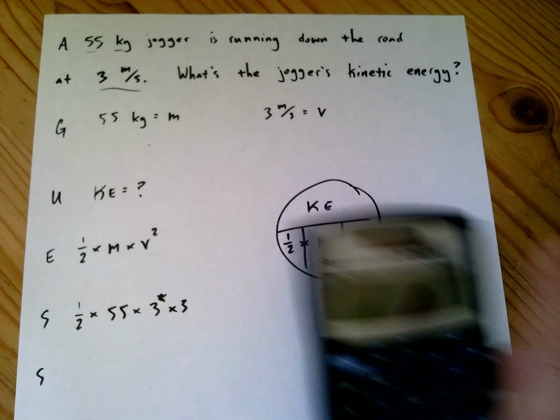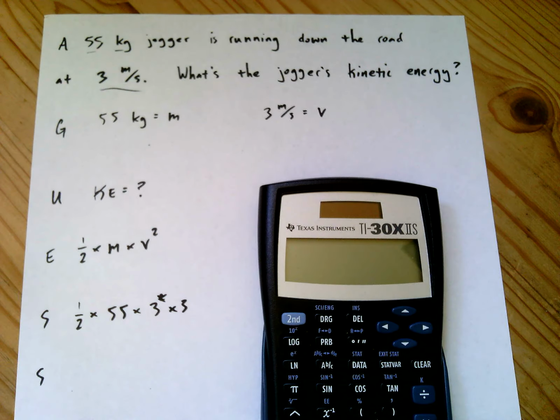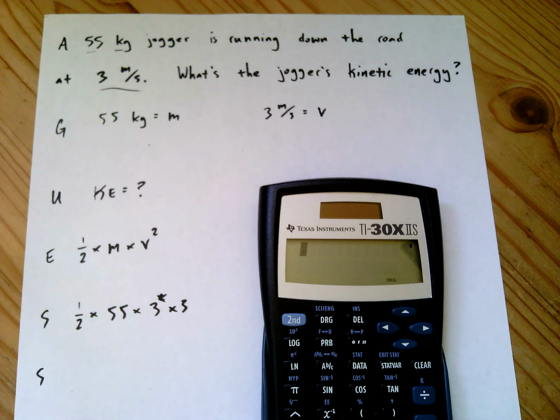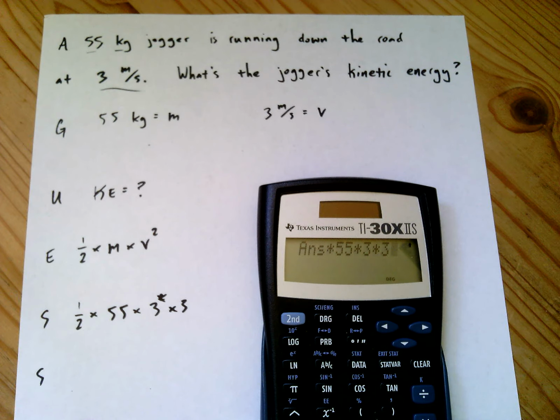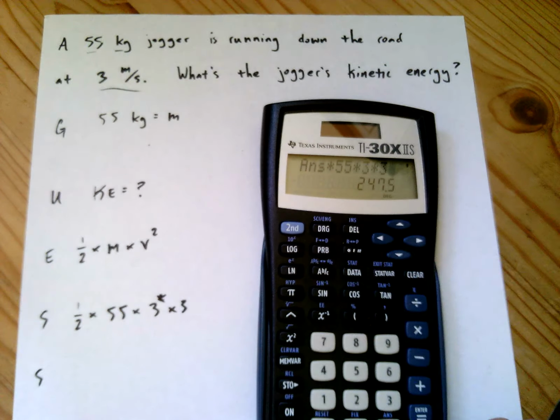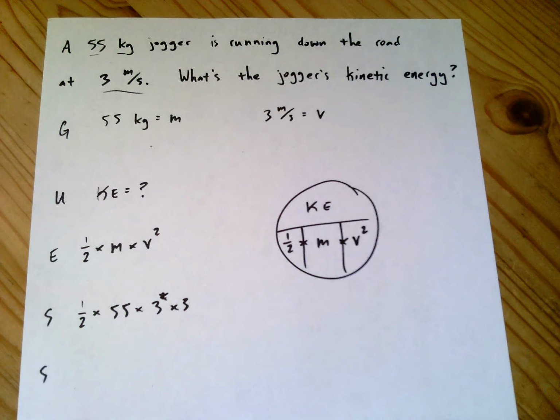For the 1/2, I think you know what this decimal turns into when you turn it into a fraction. That's 0.5 times my mass, 55, times my velocity squared. So I'm going to do 0.5 times 55 times 3 squared, and I get about 247.5. So there's my solution.